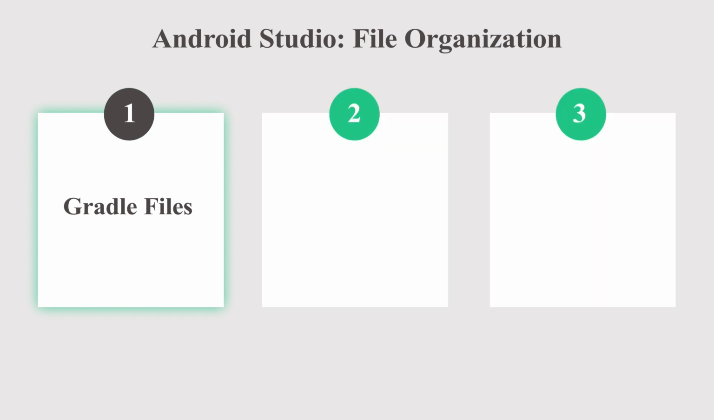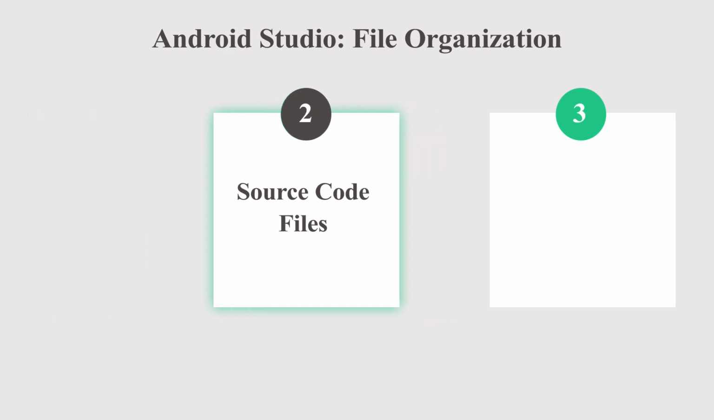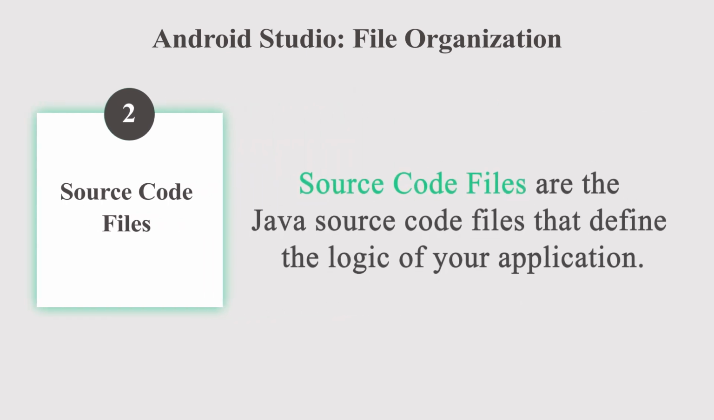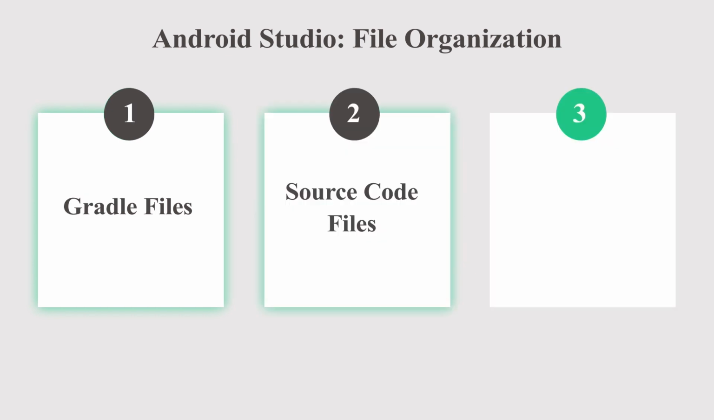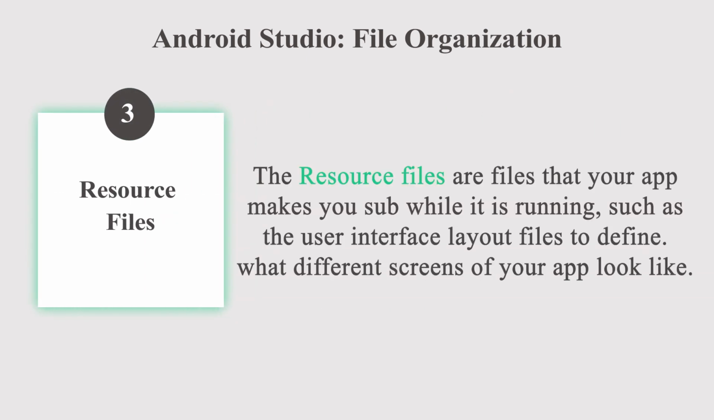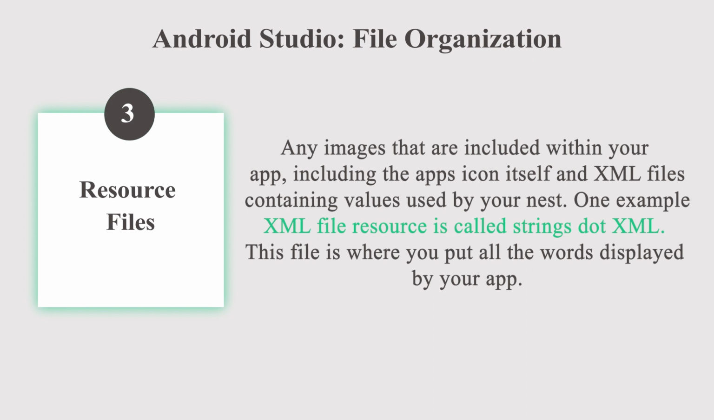A second major group of files within the Android project are the source code files. These are the Java source code files that define the logic of your application. The third major group of files we'll show you are the resource files. The resource files are files that your app makes use of while it is running, such as the user interface layout files that define what different screens of your app look like, any images that are included within your app, including the app's icon itself, and XML files containing values used by your app.